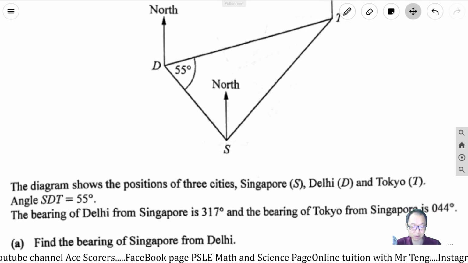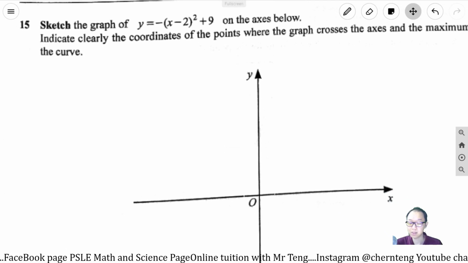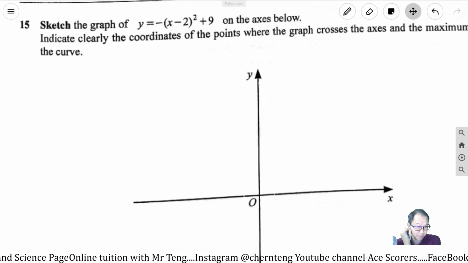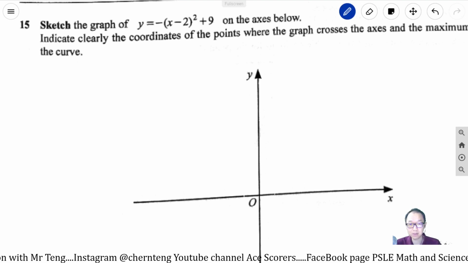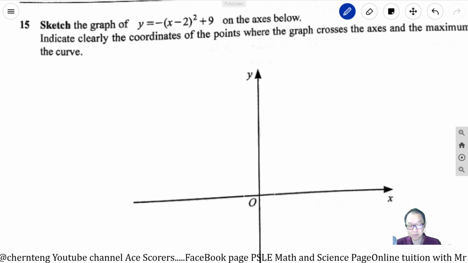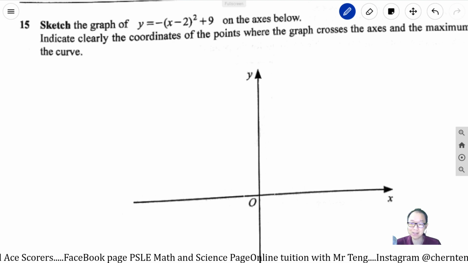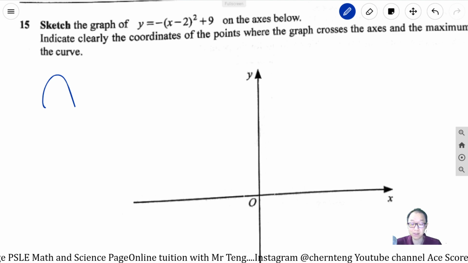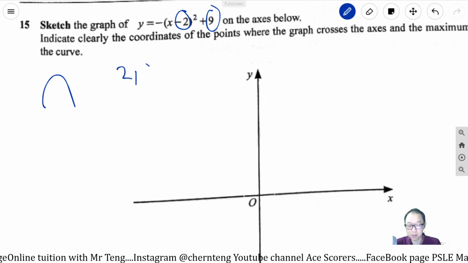Okay, this one I don't want to do because I must draw a lot of stuff. Go and figure it out. I will do this. Sketching the graph of y equals negative (x minus 2) squared plus 9 on the axis below. The first thing we need to figure out is that this is negative (x minus 2) squared plus 9, so it is a completed square form. But it's a negative x squared, which means it's an n-shaped curve. And this information tells me the maximum point. So the maximum point is 2, 9.